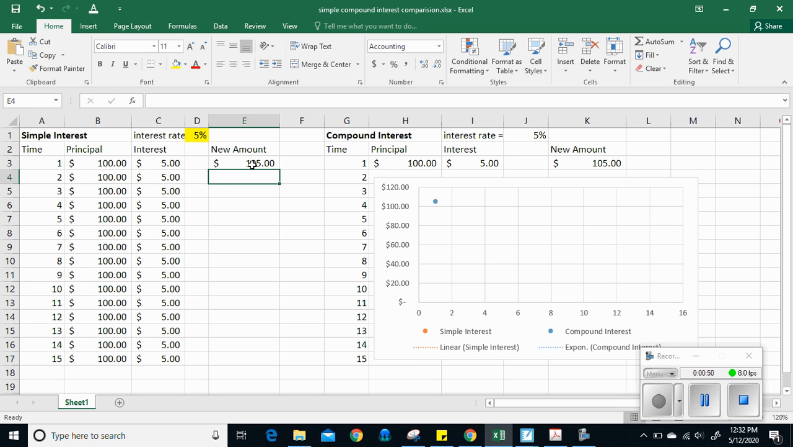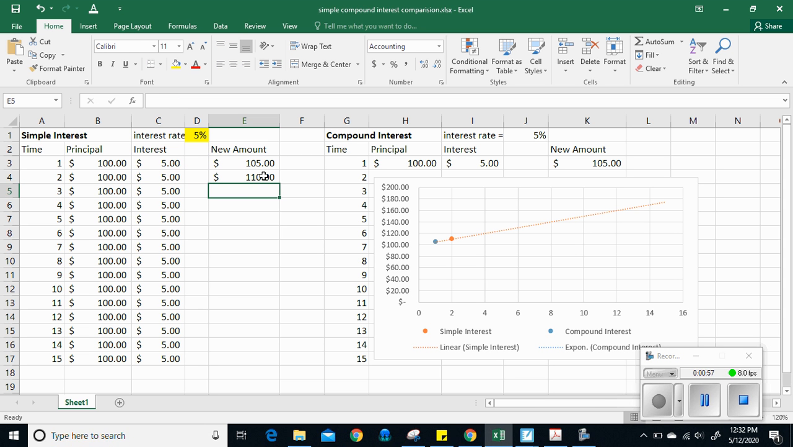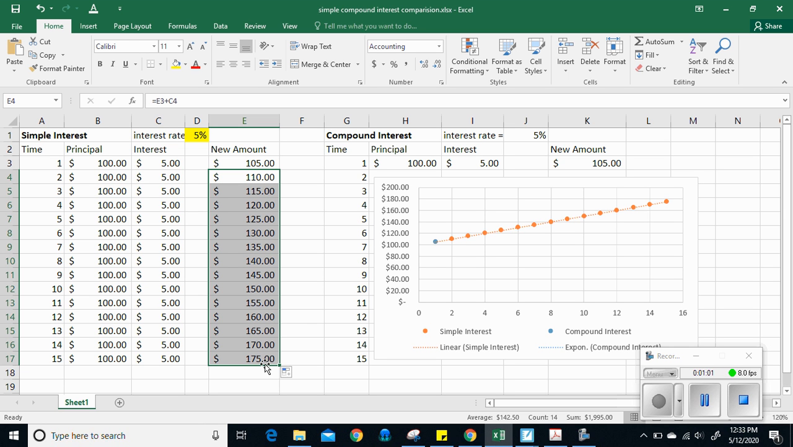So that means that each year, it's the previous year's amount plus whatever interest I just made. So if I keep just adding that $5, $5, $5, $5, it's clearly a linear function. The simple interest is going up by $5 a year.